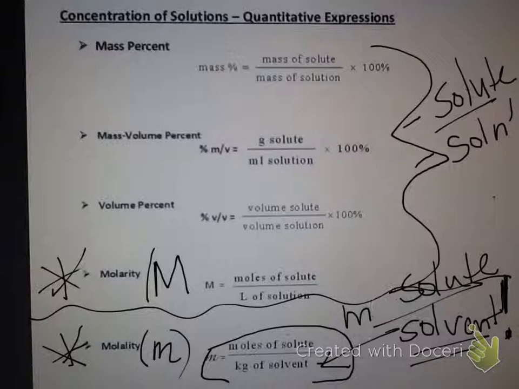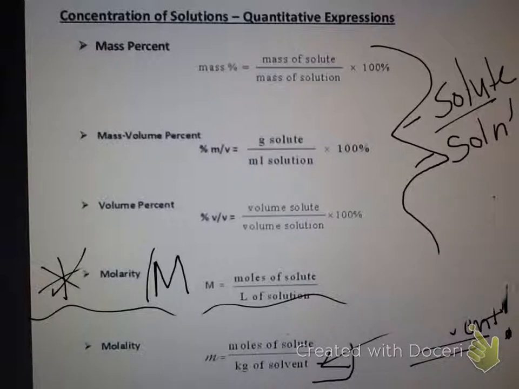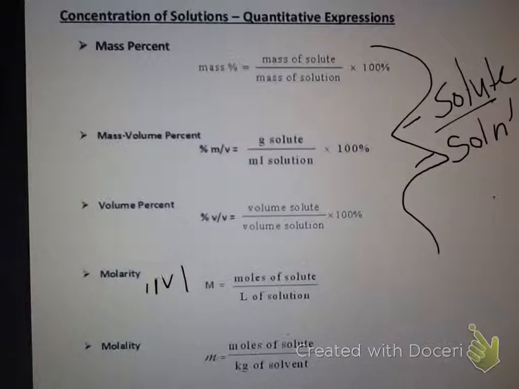Molality is a little different, and usually chemists only use the molality when doing calculations with something called colligative properties, melting point and boiling point changes of solutions, and osmotic pressure type things. So we'll use that one a little bit later. But these are the equations that we're going to use to calculate concentration.